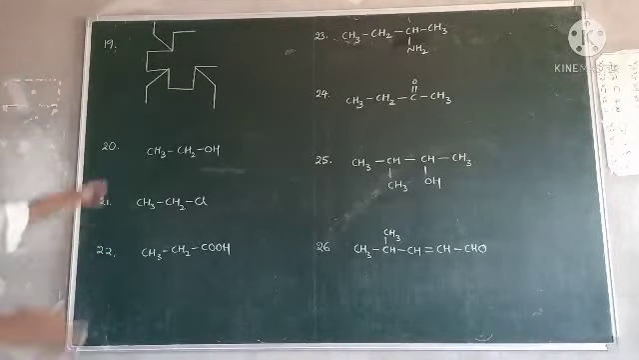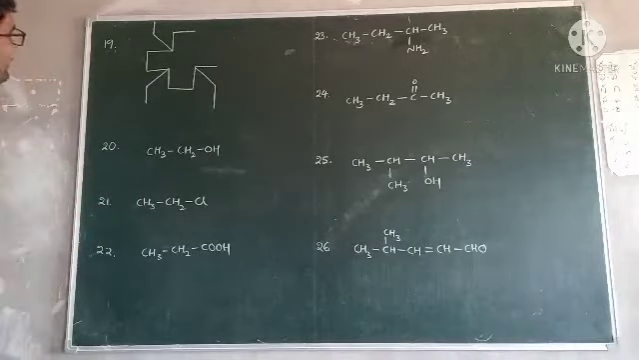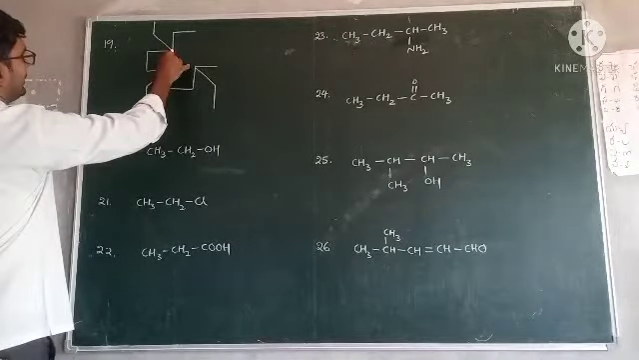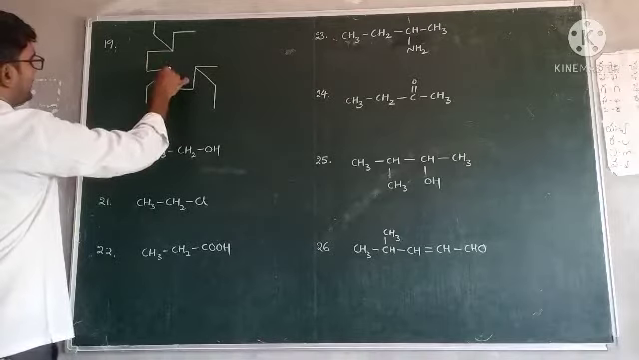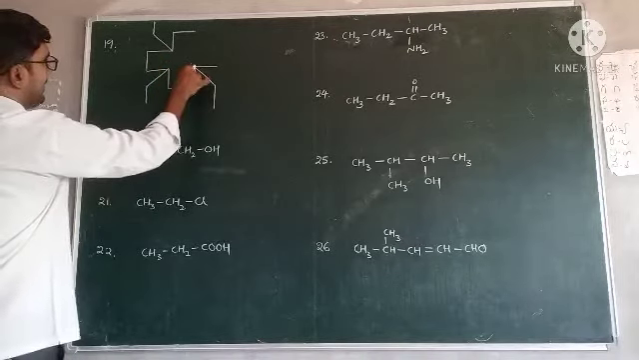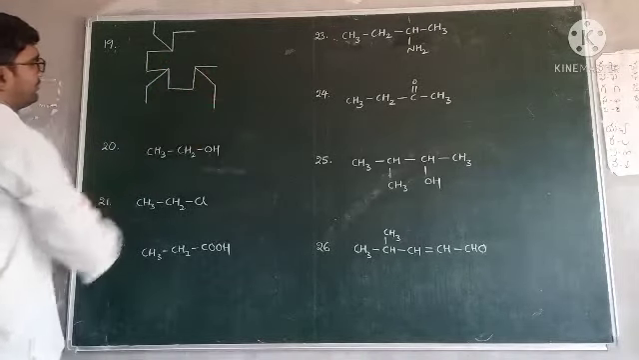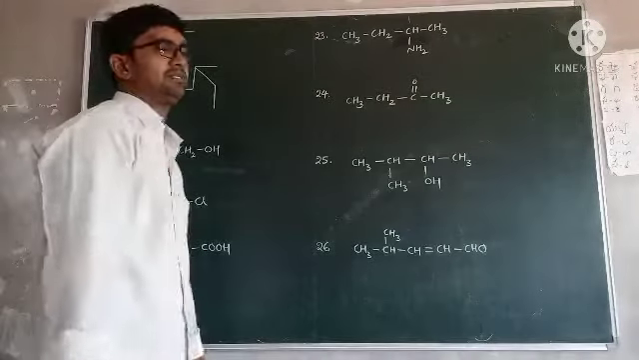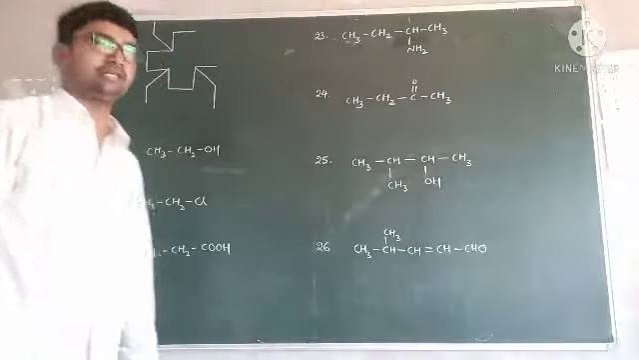Oh my god, it looks like a spider. Right? But we have to identify which is the longest chain in this compound. 1, 2, 3, 4, 5, 6, 7, 8, 9, 10, 11. 11 carbons are there. For 11, we know only 10 carbons. For 11, how can we write?